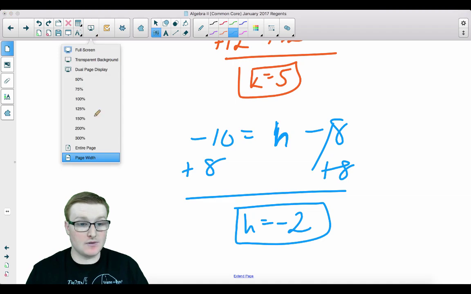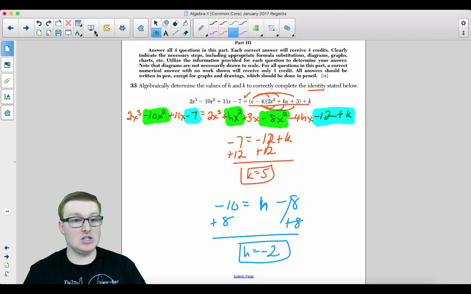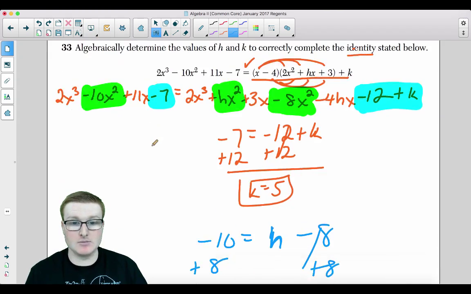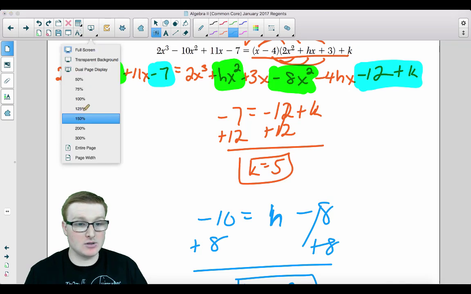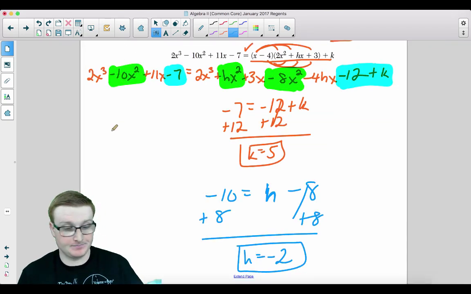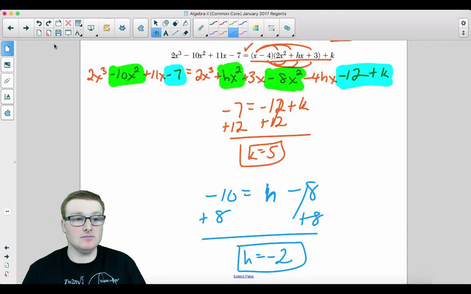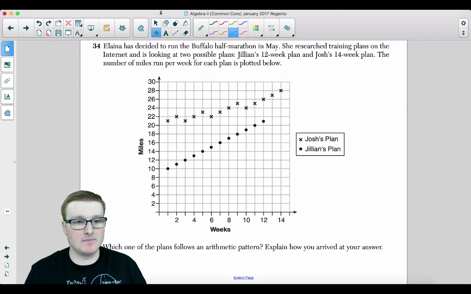So these are your values, folks. K equals 5 and h equals -2. I honestly think that was a good question. Not too bad. Don't overthink it, please. All right, moving on to number 34.